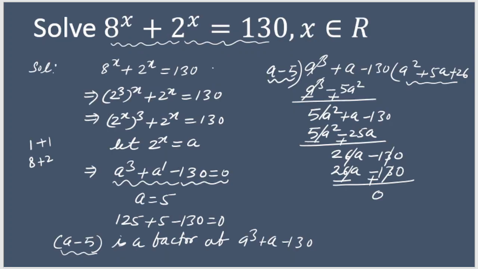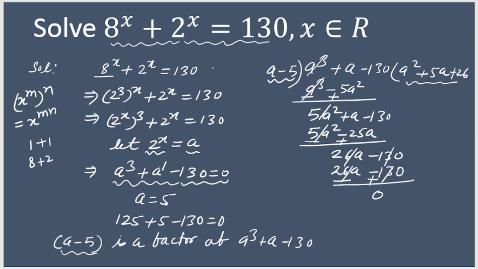Let me quickly summarize what I have done so that you don't get confused. I first wrote 8 to the power x as 2 to the power 3x, and then 2 to the power 3x can be written as 2 to the power x to the power 3. So here I have used the law of exponent, that is x to the power m to the power n is equal to x to the power m into n. And then I assumed 2 to the power x is equal to a. So we got a cubic equation in a.